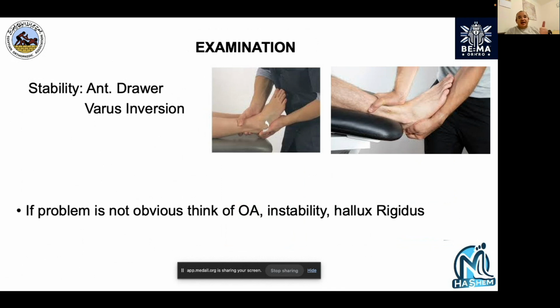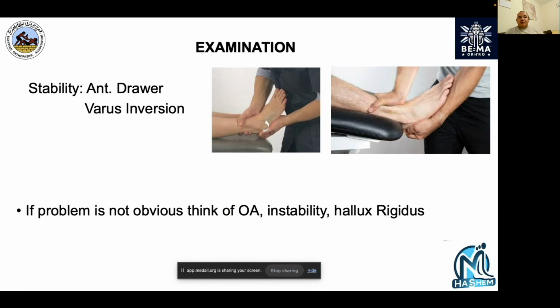You need to test tibialis anterior, which means you're testing the foot while the ankle is in dorsiflexion and trying to invert. Tibialis posterior, ankle in plantar flexion and trying to invert. Peroneus longus, ankle is in plantar flexion and trying to evert. Peroneus brevis, ankle is in dorsiflexion and trying to evert. This is how to test the 4 tendons.